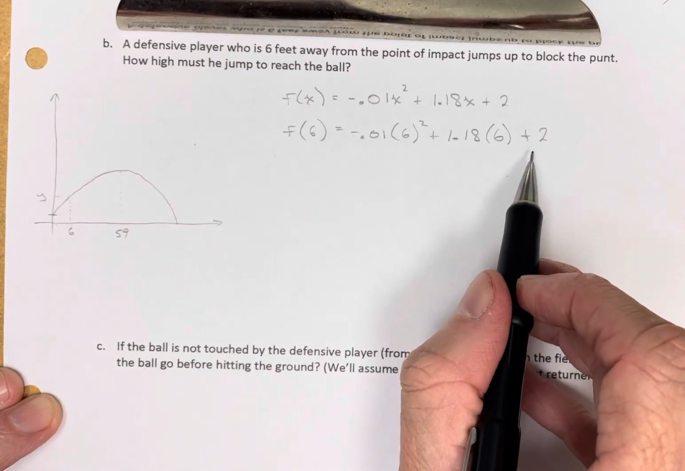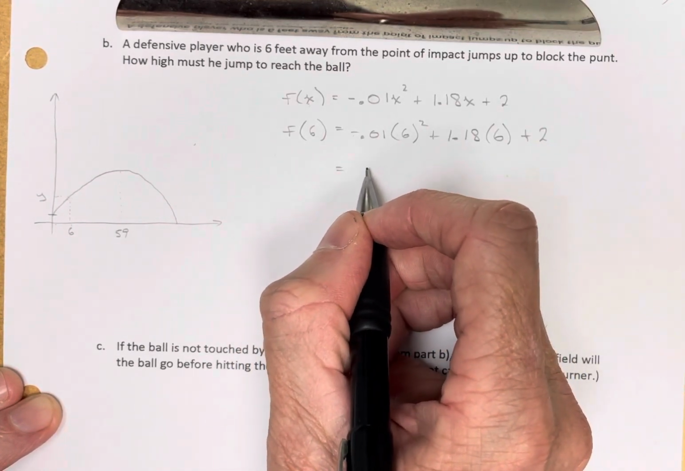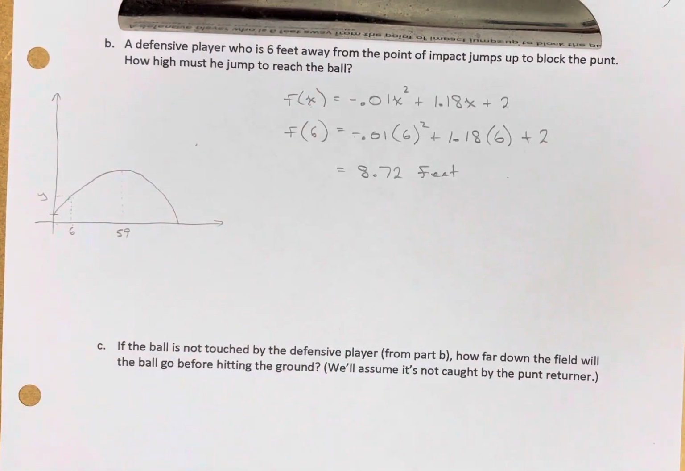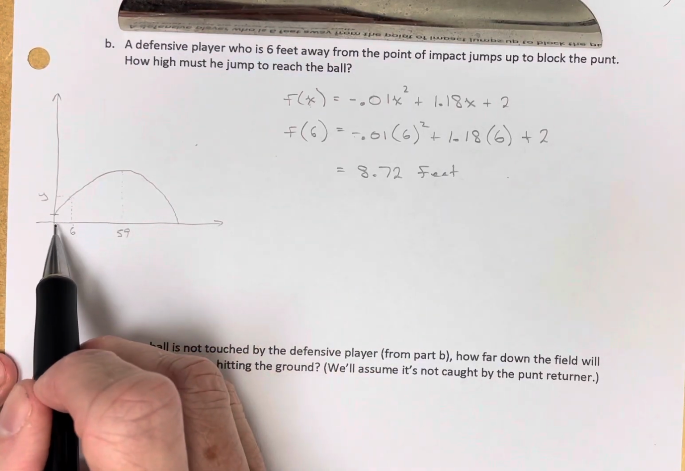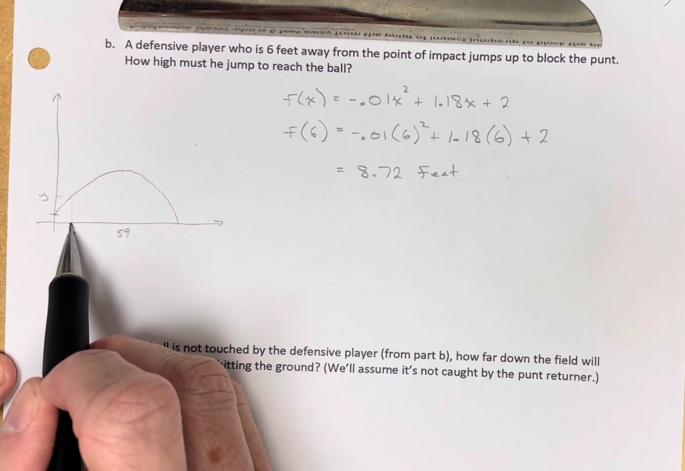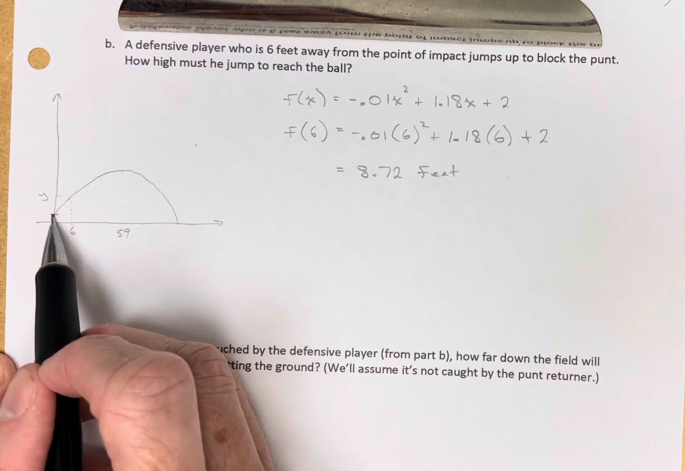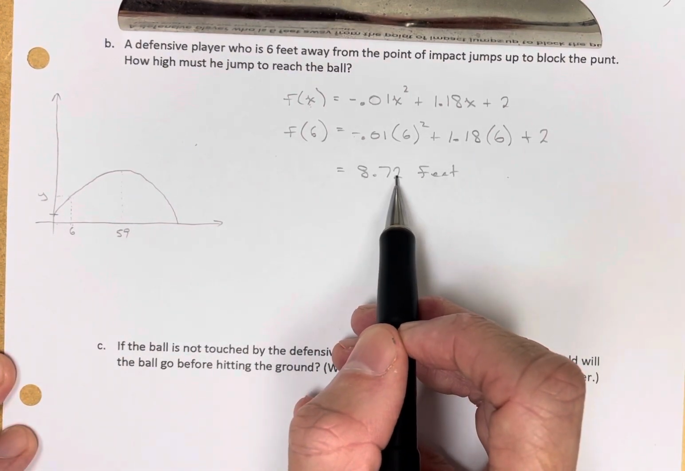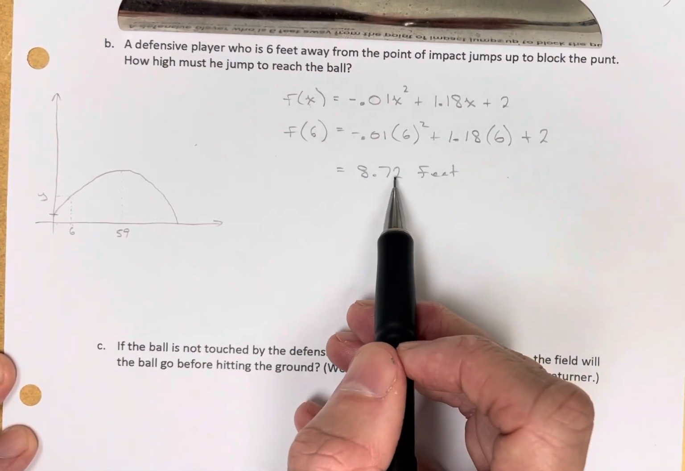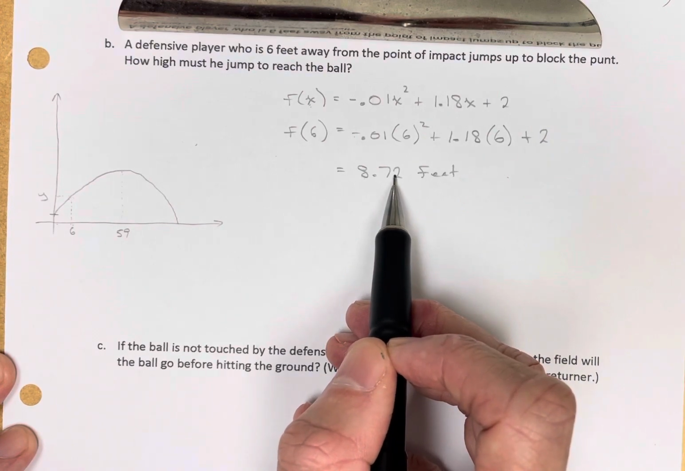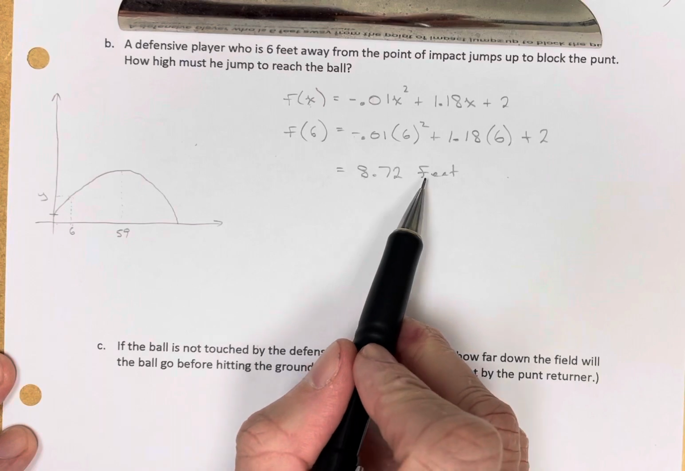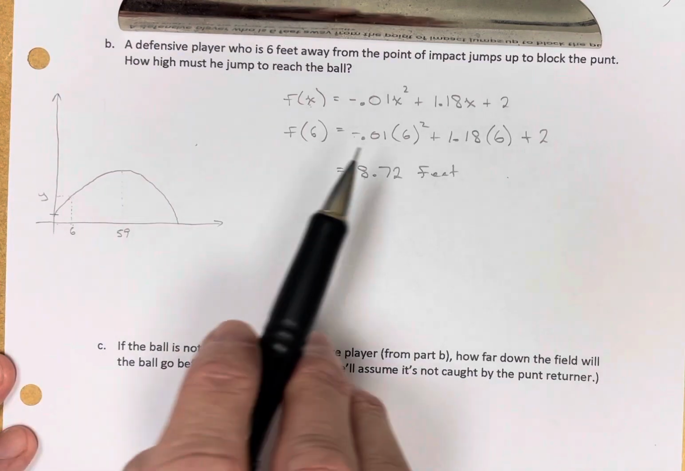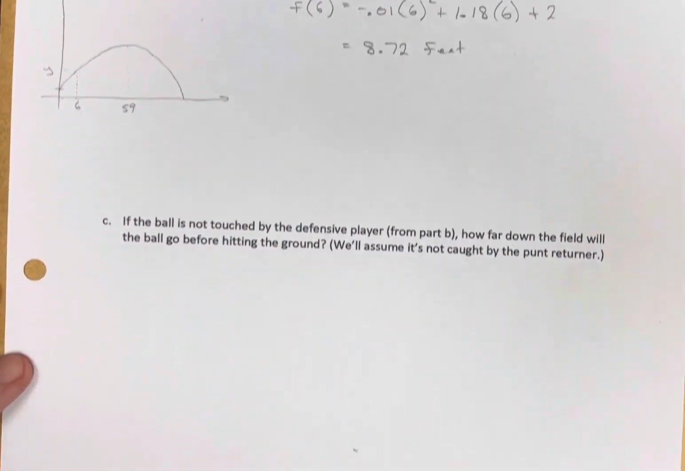Well, that's a calculation. All I need for a calculation is a calculator, and out comes, to the hundredth, 8.72 feet. So when the ball is 6 feet away from the point of impact, its height has gone from wherever it was at the beginning, which is 2 feet actually, up to 8.72 feet. So this defensive player needs to be able to jump 8.72 feet to get his finger on the ball to begin to have an impact on that, just to touch it at 8.72 feet. Okay, let's go to part C.